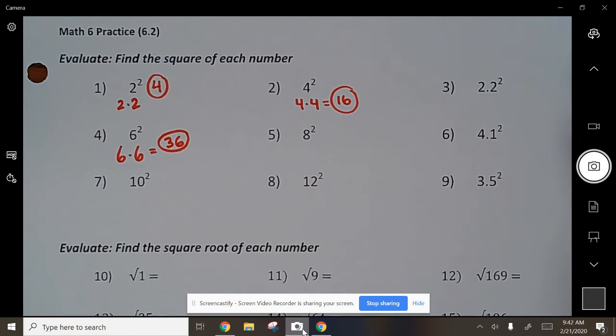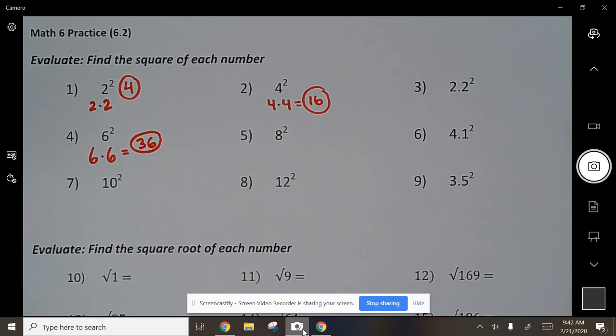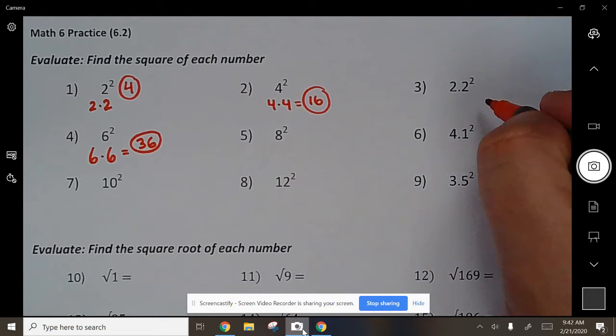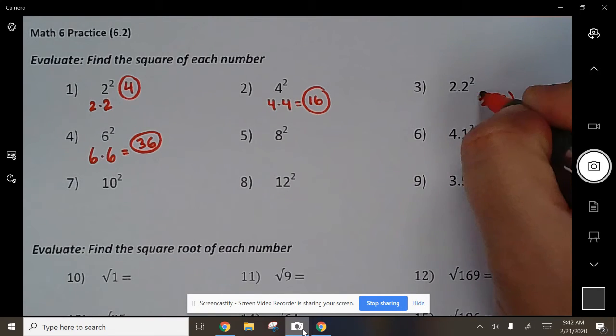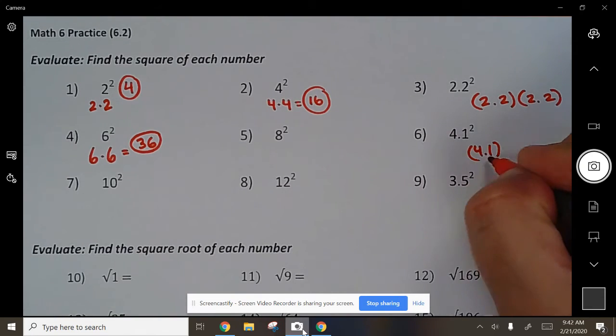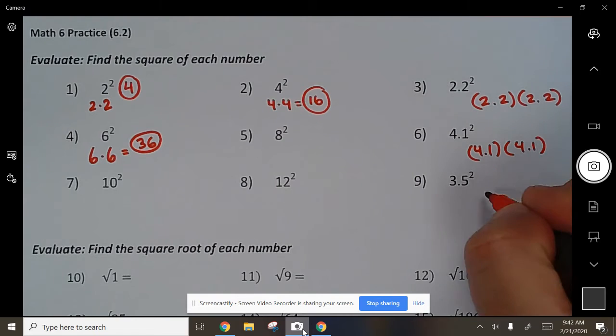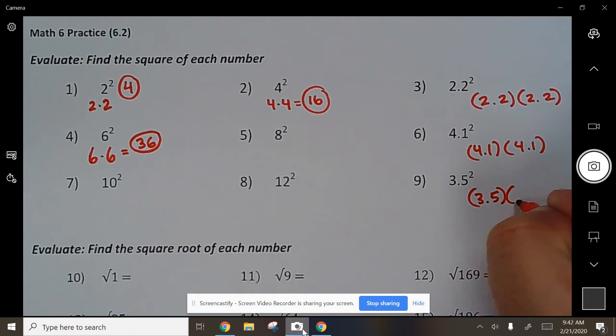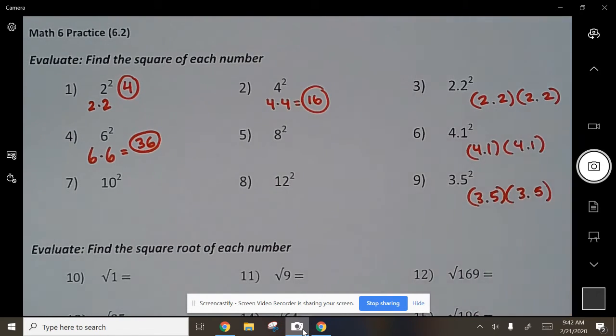These decimals, I'm not asking you to solve these, but how would you go about it? Would you write 2.2? Would you multiply that times 2.2? Yep, that's how you would solve it. Same with here. It would be 4.1 times 4.1, okay? And then 3.5 times 3.5. You're not going to have to deal with that much.